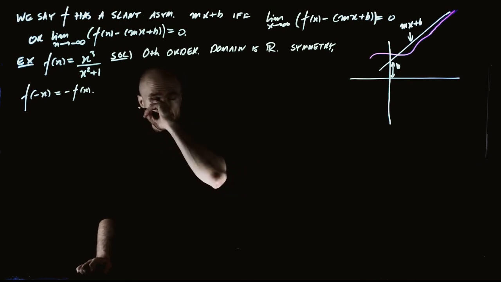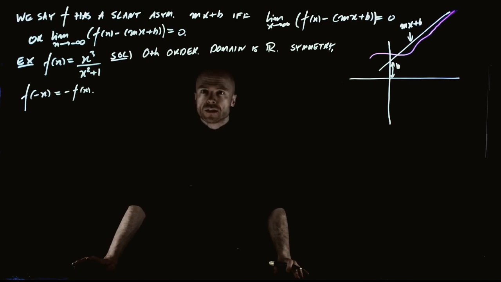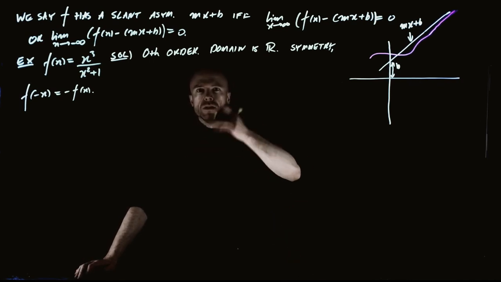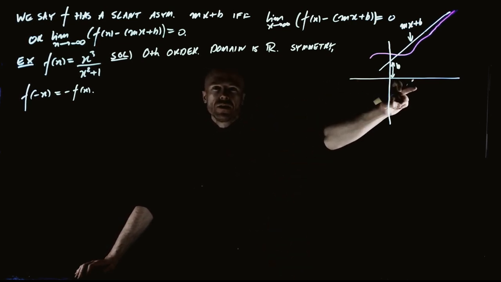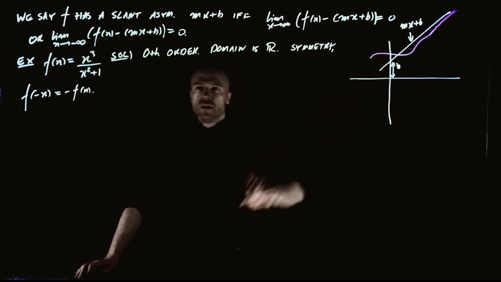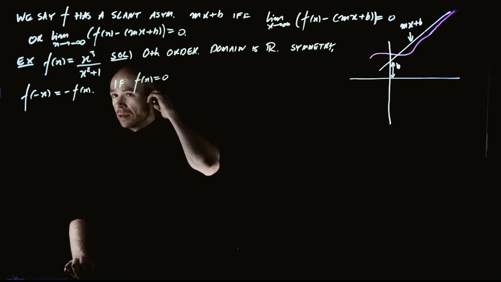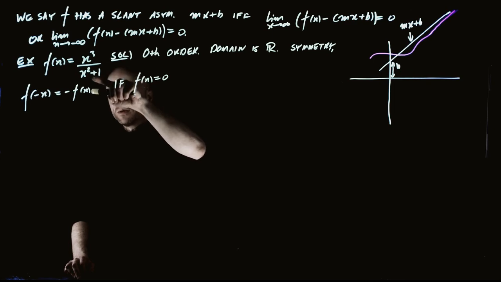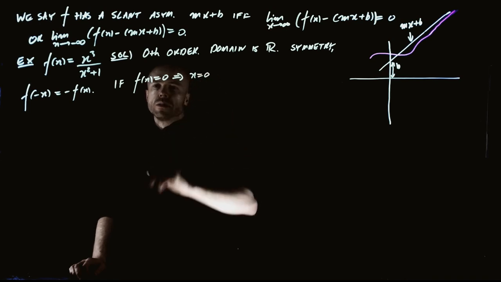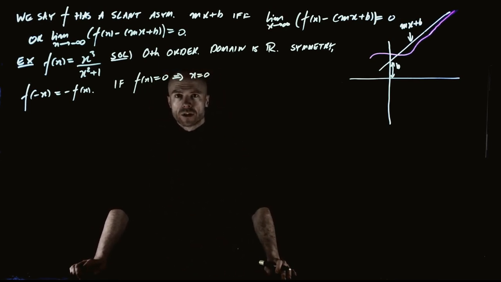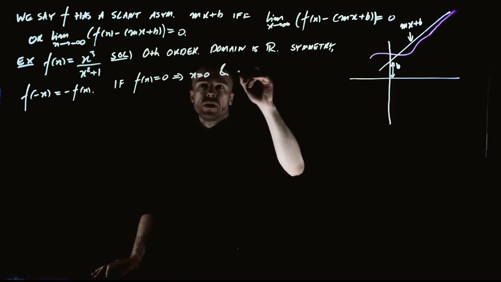Okay, what next? So we have domain, we have symmetry. Let's do x and y intercepts. So where is it going to cross the x-axis? It's going to cross the x-axis when f of x equals 0. Yeah. So if f of x equals 0, when can that happen? That can only happen if this thing's always bigger than 1, right? So it's only going to happen if x is equal to 0. So it's only going to cross the x-axis at this point here, x equals 0.